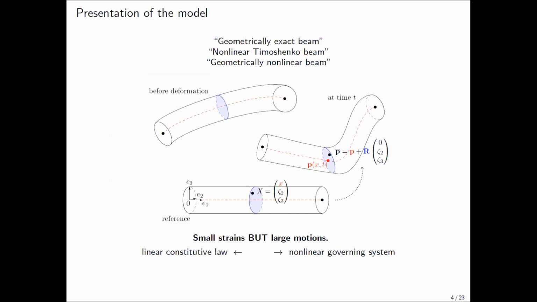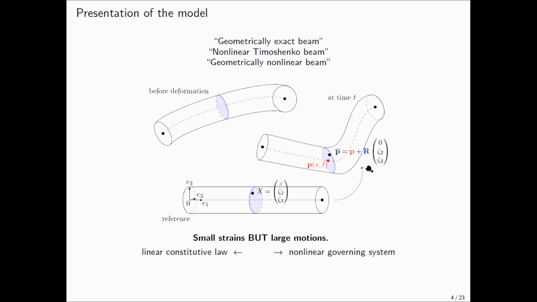So why do we call them geometrically exact beams? It's because the model, even though it's representing beams where the strains are small, the strains being the local deformation in the beam, the motions of the beam are large. By that, I mean large displacements of the reference line, which is the red dashed line, whose position is given by the red P, and the large rotations of the cross-sections, which are the blue circles on the picture.